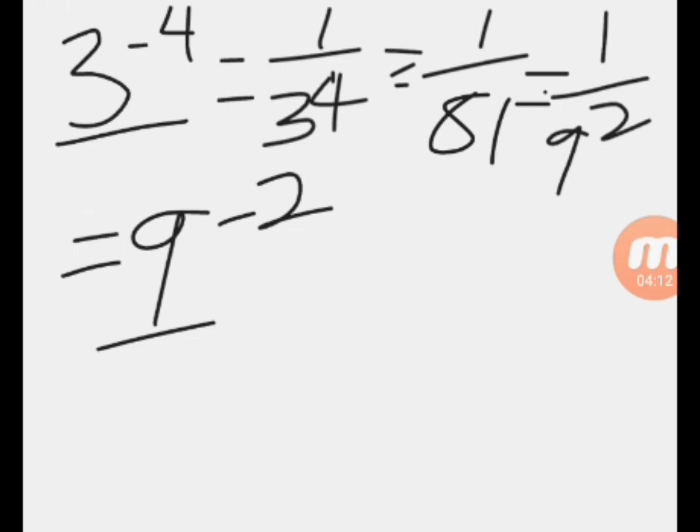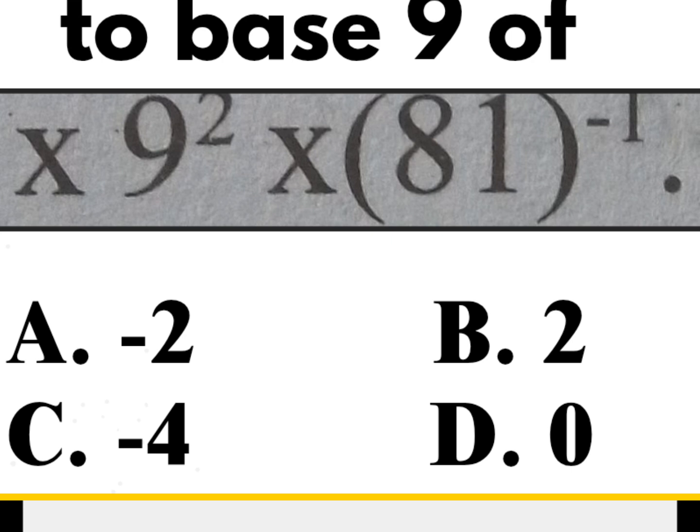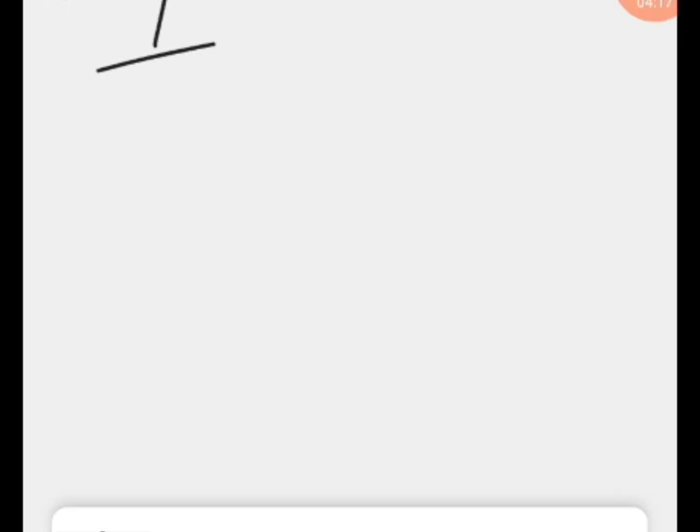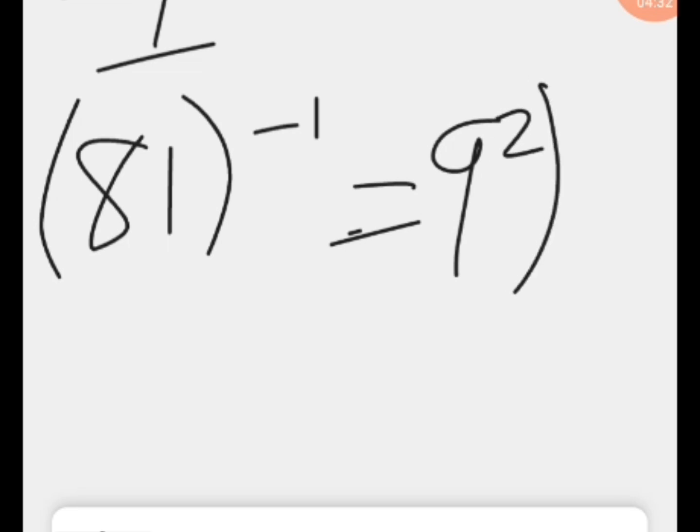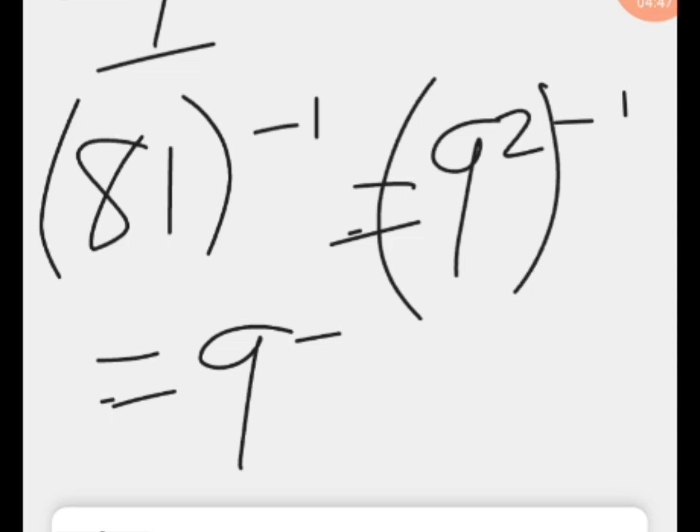So we want to also convert this 81 raised to the power minus 1. Now remember, 81 is the same thing as 9 raised to the power 2, because that's exactly what it is. Am I right? Now minus 1. And 9 raised to the power 2, raised to the power minus 1, is the same thing as 2 times minus 1, which is minus 2. So this is going to be 9 raised to the power minus 2.